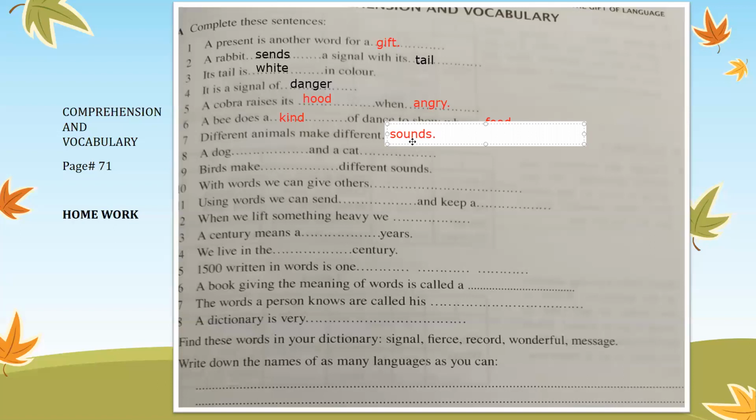This is very easy, dear students. If you read carefully, you will be able to complete these sentences with the help of different words which are already given in the book. A dog barks, very good. And a cat purrs. And number nine: birds make several different sounds.